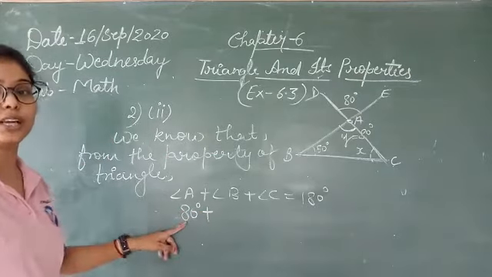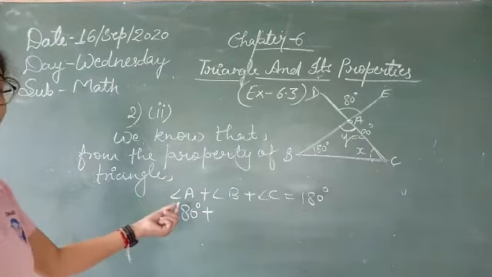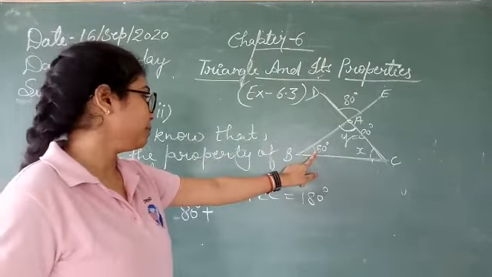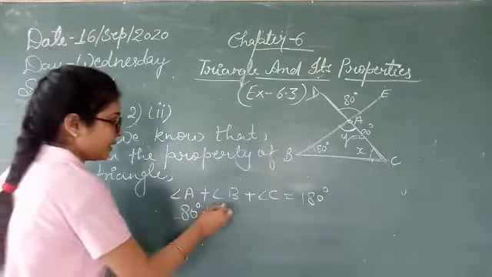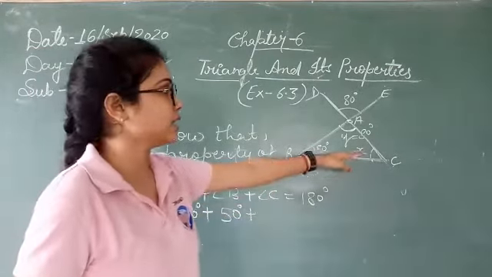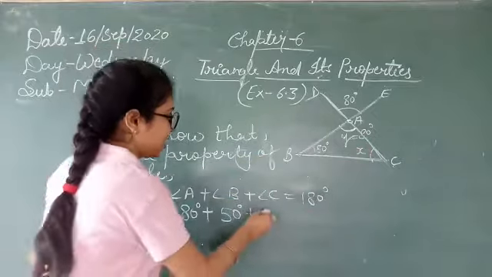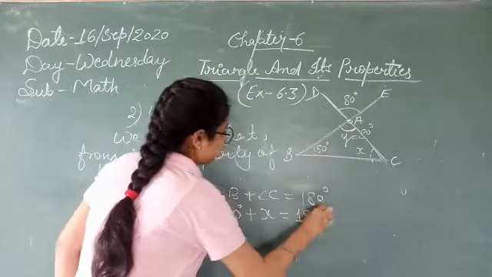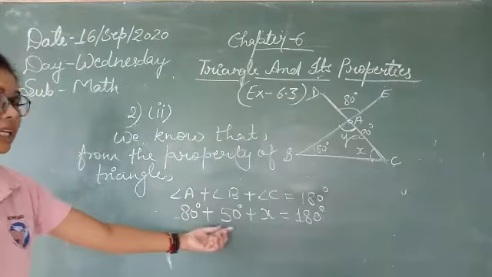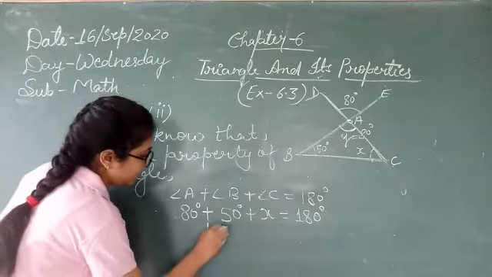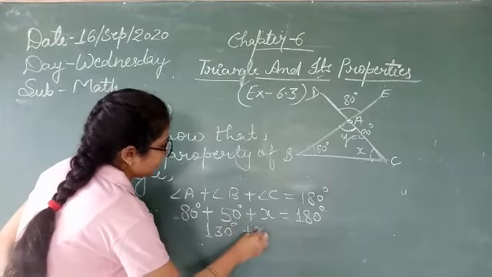One important thing which you don't have to forget is that you have to put the degree sign always. Here angle B is equal to 50 degree, so we will write 50 degree. Now angle C is what? Angle C is x. So we will write x at the place of angle C. So this is equal to 180 degree. Now 80 plus 50 is what? 80 plus 50 is equal to 130 degree plus x.